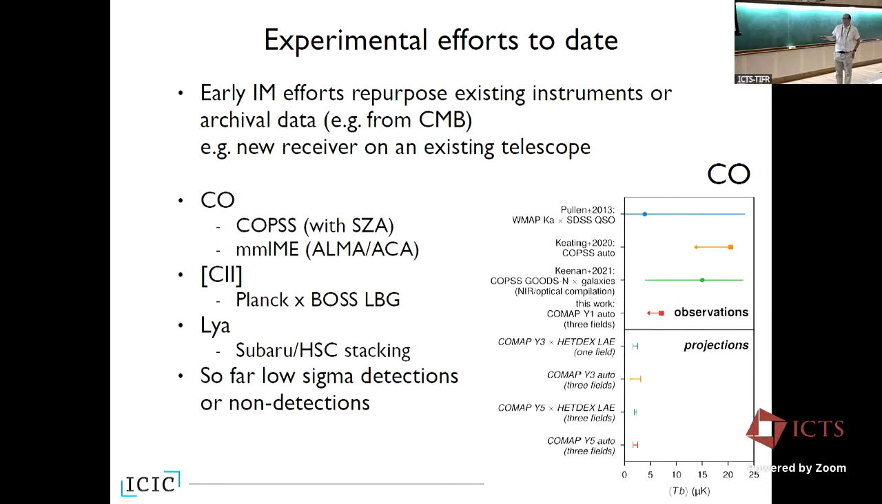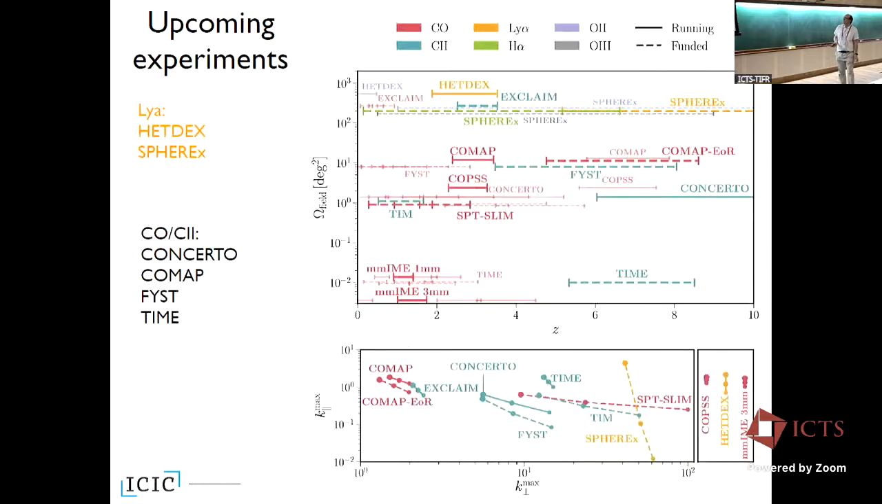And what you really want are nice clean detections. Okay, so just to give you a bit of a summary of the kind of instrumental landscape. There are lots of different lines. These are the main ones that people target, especially these kind of experiments to look at CO at low redshift or C2 at high redshift.